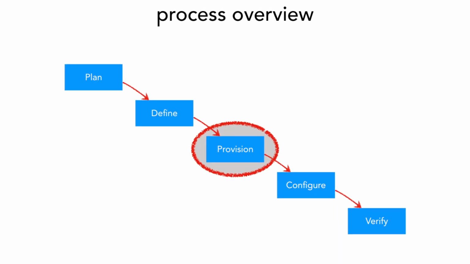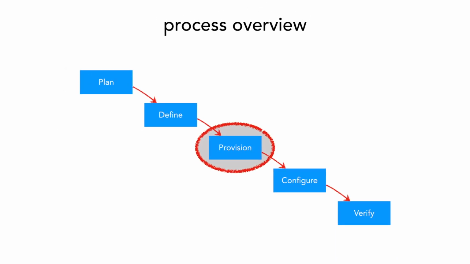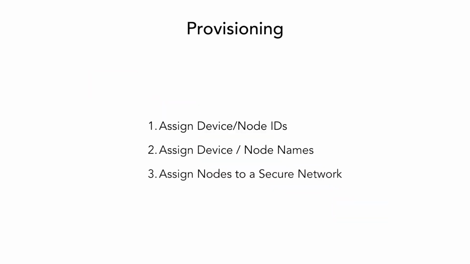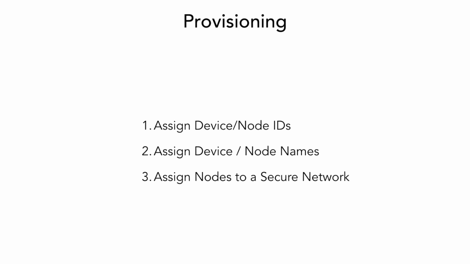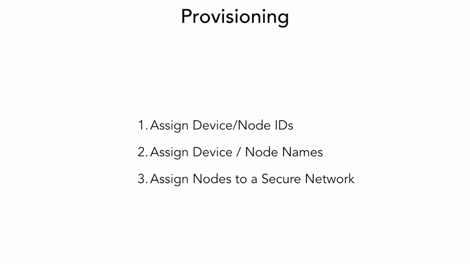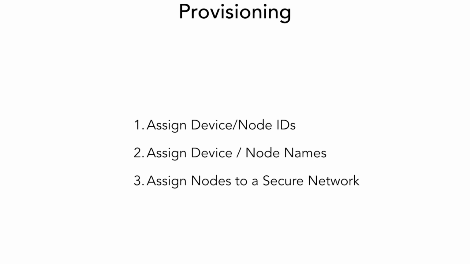Provisioning is the first stage of commissioning. The goal of provisioning is to assign unique node IDs and node names to unprovisioned devices, and to assign them to a secure network in preparation for configuration, which is the actual programming of the nodes.